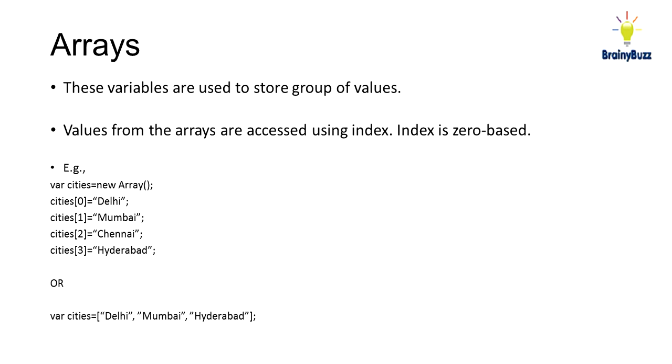Another data type is your array. Array is basically used to store a group of values. Values from arrays are accessed using index. Index is zero based. Like you have declared a variable. Sometimes you want to store a group of values at one place. Like you want to store the city's name, or you want to store bike names, anything that you want to store, and you want to store it in one variable instead of creating separate variables.